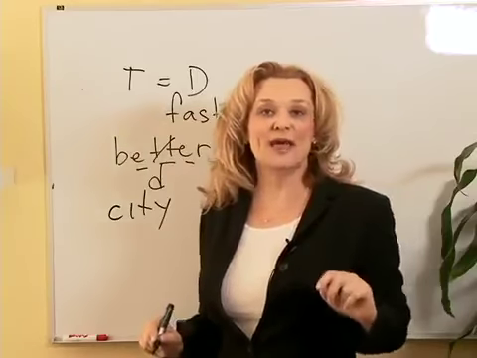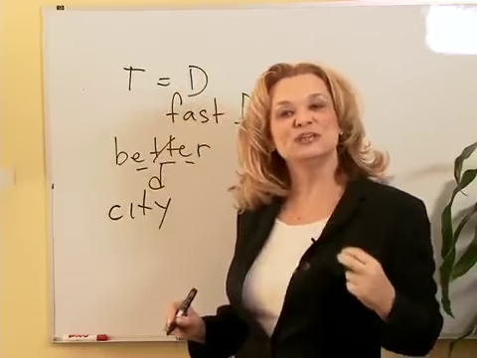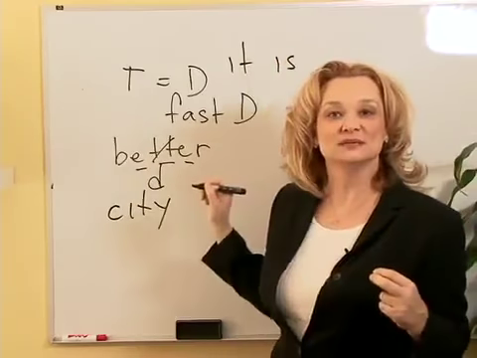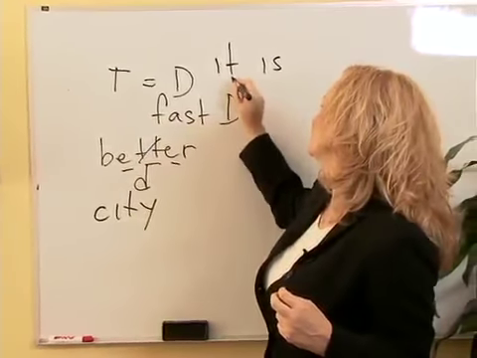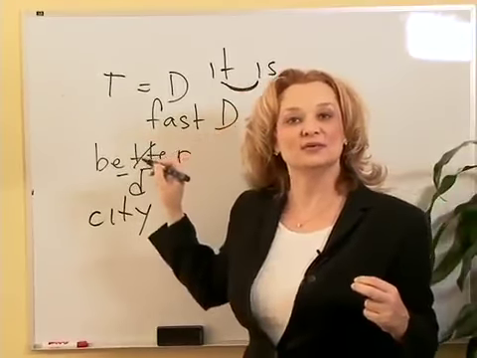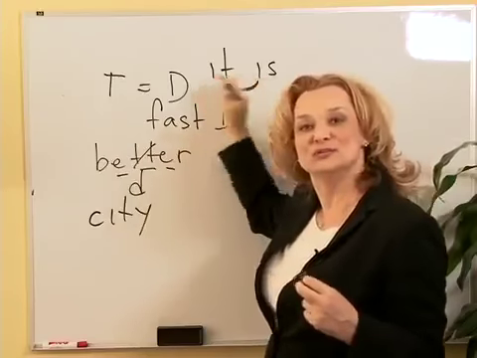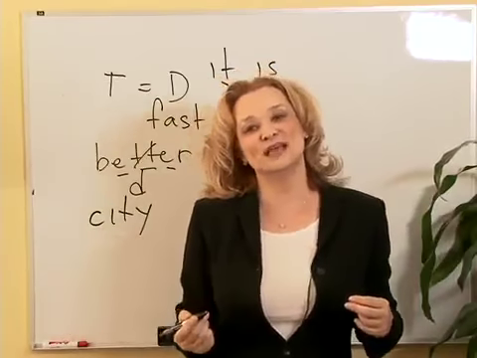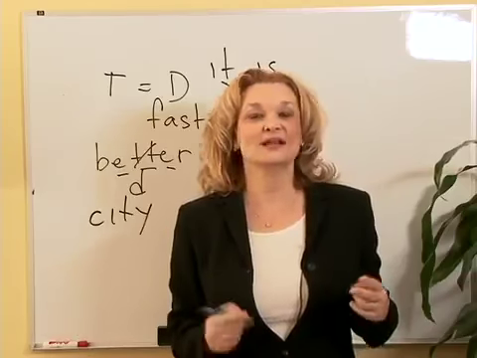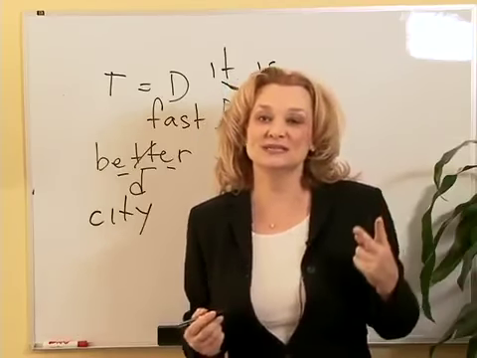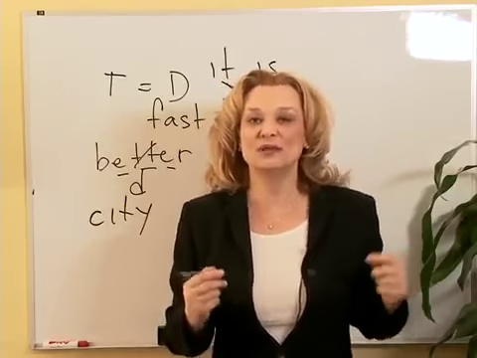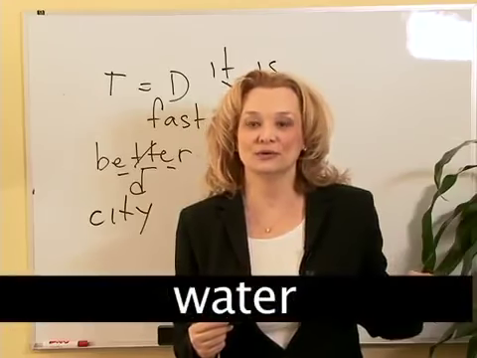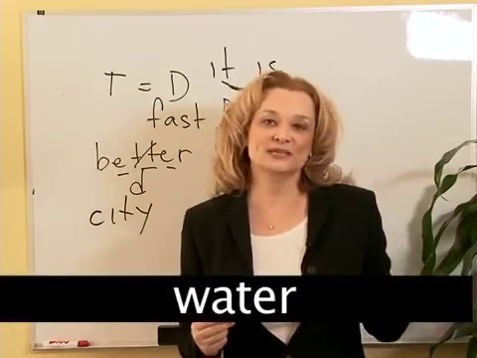All right, this also happens when the T is between two vowels, even when the words are separate. For example, it is. We link this together, and therefore the T is between two vowels. So we don't say, yes, it is. We say, yes, it is. Let's practice some more words with the T between two vowels. Repeat after me. Water, water. We don't say water, we say water.